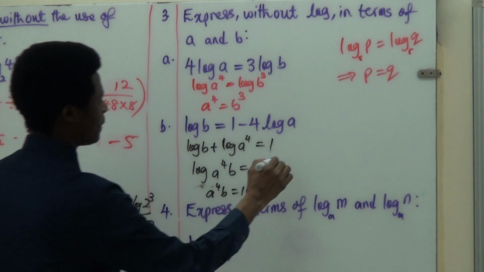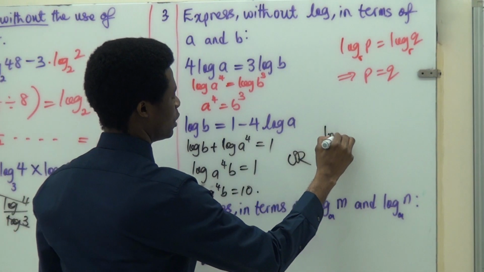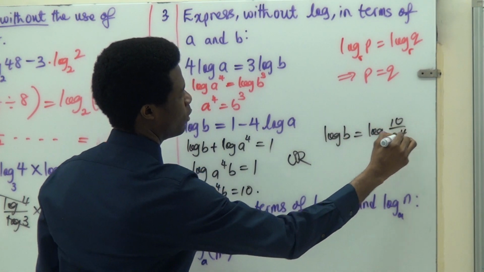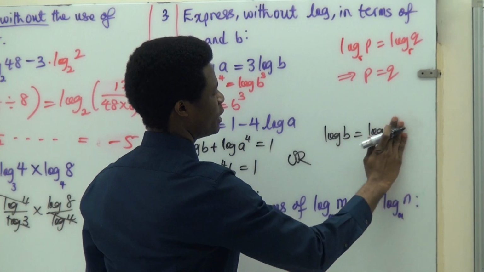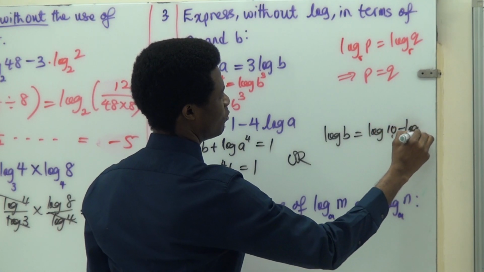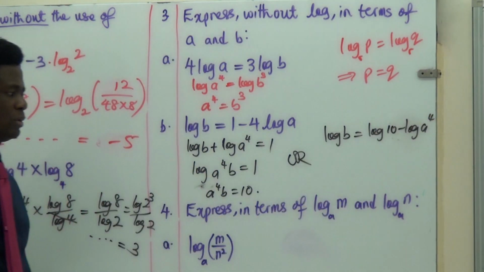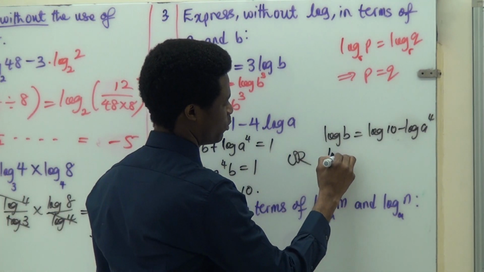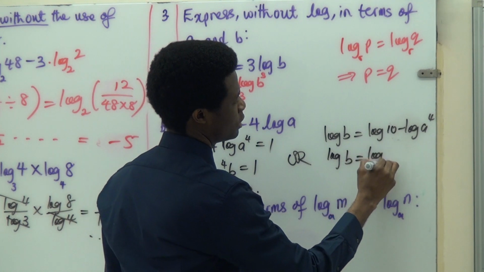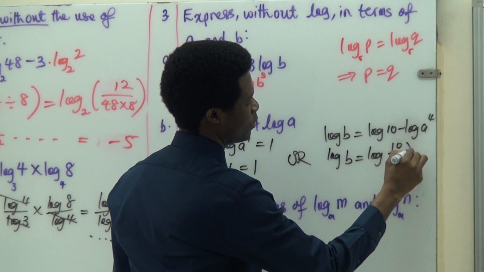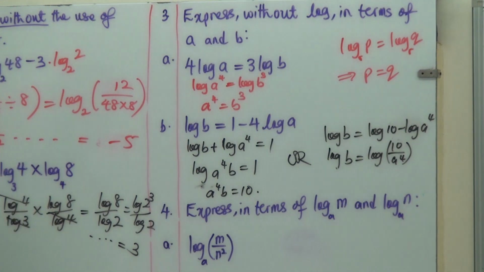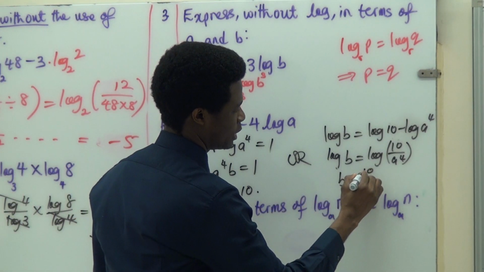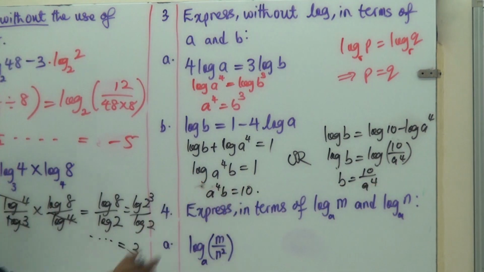So alternatively, I could change it to log b equals log 10 a to the power 4. Because 1 is going to be log 10, and I can have here log a to the power 4. I can do that as well. So with this, I get log b equals log 10 divided by a to the power 4. And because I have logarithm of the same base on both sides, I can equate the numbers. b equals 10 divided by a to the power 4, which is the same as this.